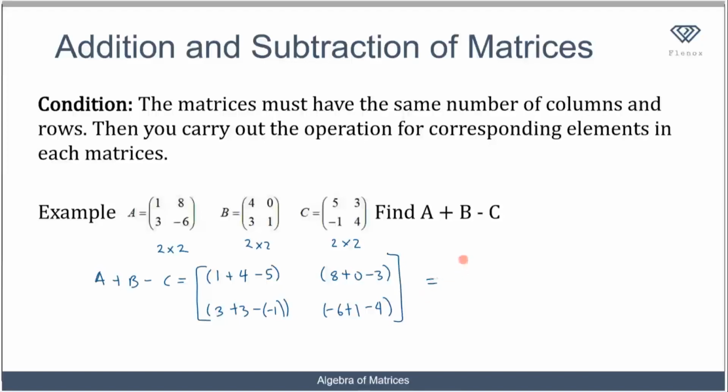So we just solve this. What will that result in? What is 1 plus 4? 1 plus 4 is 5. 5 minus 5 is 0. So we have 0 here. What is 8 plus 0? 8. 8 minus 3 is 5. So we have 5 here. 3 plus 3 is 6. Minus times minus is plus, so 6 plus 1 is 7. So we have 7 here. And finally, minus 6 plus 1 is minus 5. Minus 5 minus 4 is minus 9. So when you carry out A plus B minus C, the answer will be 0, 5, 7, minus 9.